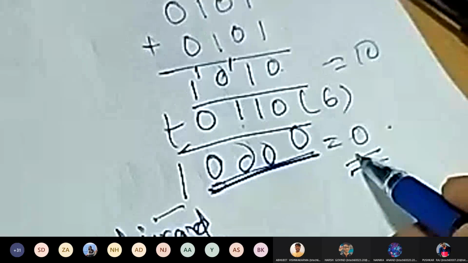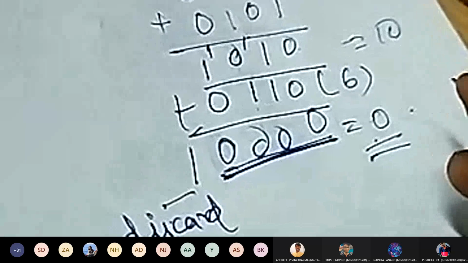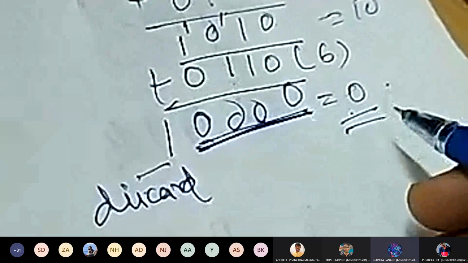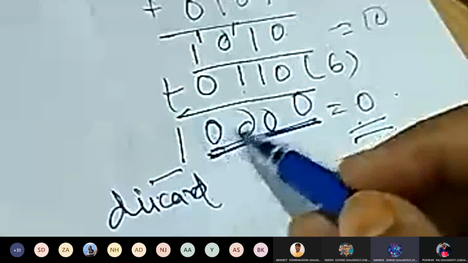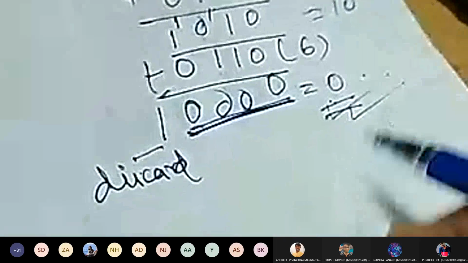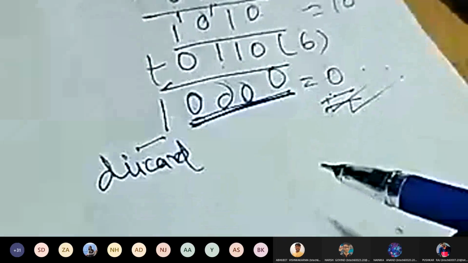This 0 value, will we treat it as BCD or not? No, ma'am. This 0, 0, 0, 0 is BCD because it is coming from 0 to 9. So you will take it as a BCD value. Understood?